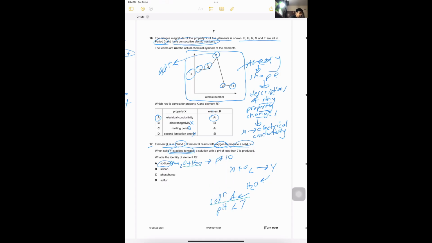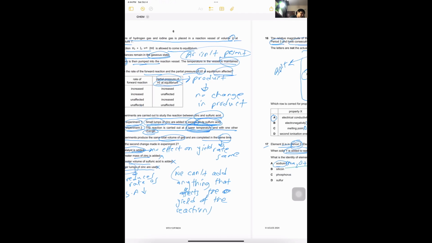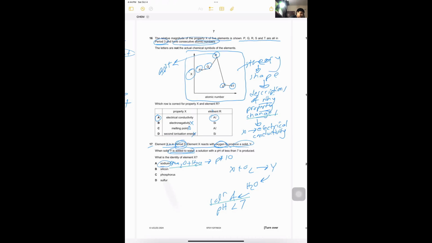Again, this is the period 3 topic that we have in our syllabus, so you just got to see that. Then we have silicon. Silicon gives silicon dioxide, and this is insoluble in water, right? Then we have phosphorus. Phosphorus either gives P2O5 or P4O10, and this gives H3PO4, which is pH less than 7, which is acidic. So the answer should be C.